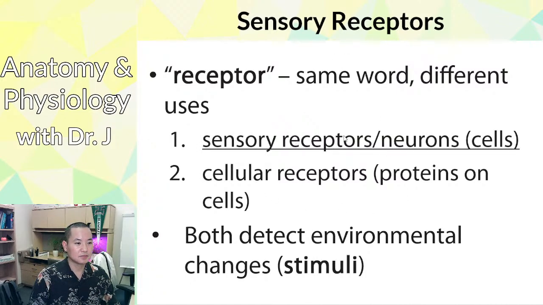So again, most of the time, not all the time, when I'm talking about a sensory neuron, I'm talking about a cell. But when I say sensory receptor, and most of the time in the textbooks when they talk about sensory receptors, they're talking about neurons. They're talking about cells.